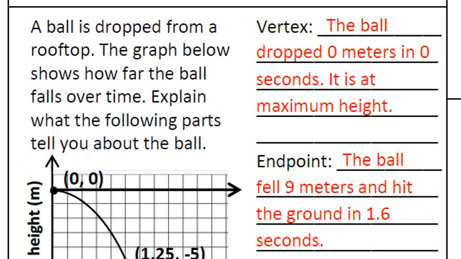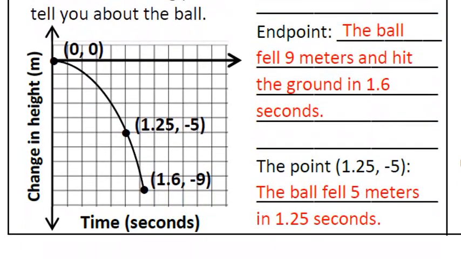Here's our question. A ball is dropped from a rooftop. The graph below shows how far the ball falls over time. Explain what the following parts tell you about the ball. So let's take a look at our graph.